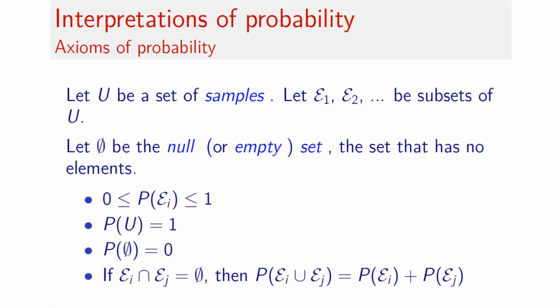Also, a special subset is the null or empty set, a set that has no elements, okay? So we can have a set that is zero, or null, or the empty set, and this set has no elements.